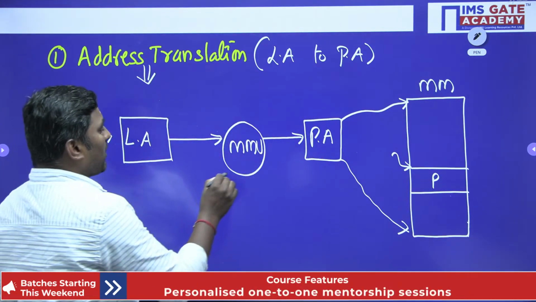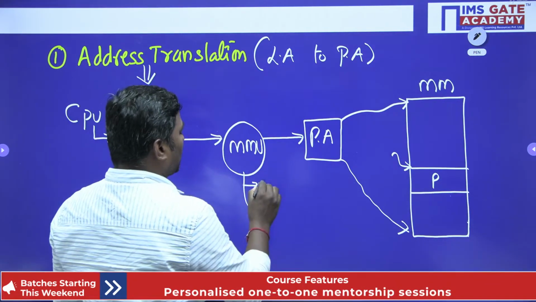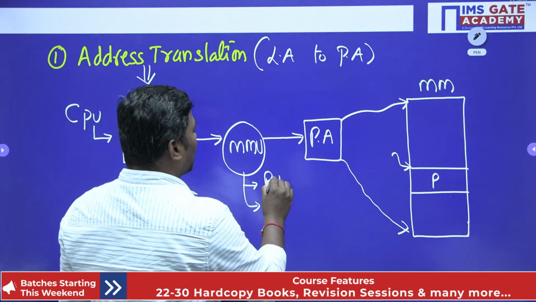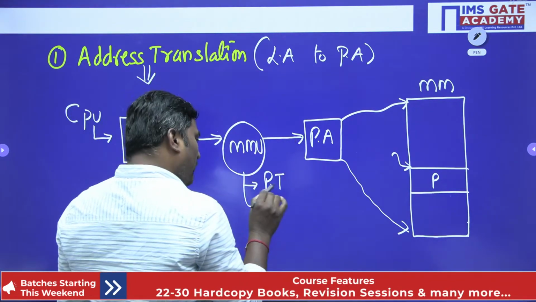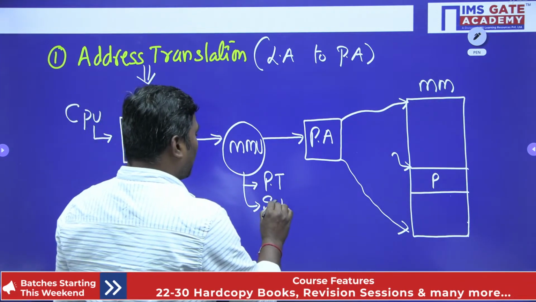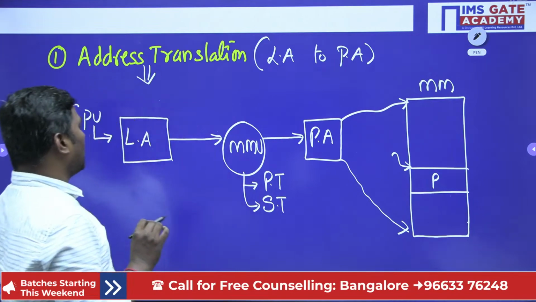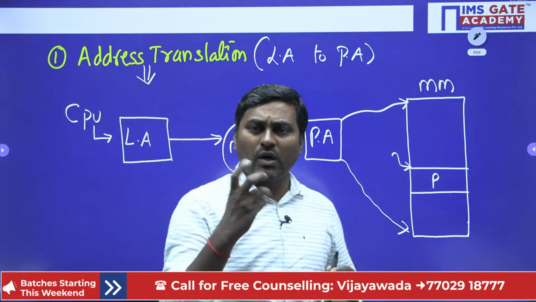Now the memory management unit implementation may go like this: if I use the paging concept, through the page table we can convert the logical address to the physical address. If we use segmentation, by using the segment table we can translate the logical address into the physical address. What does logical address mean?